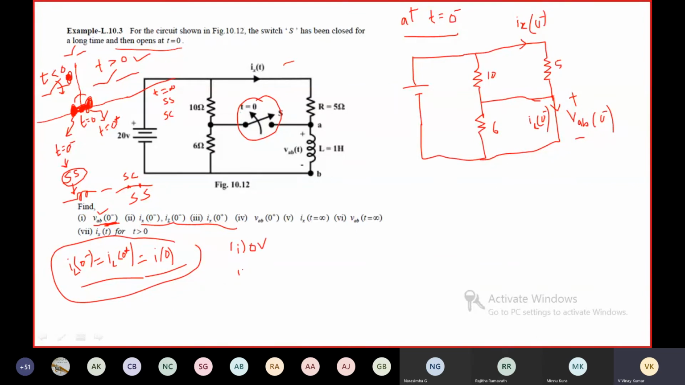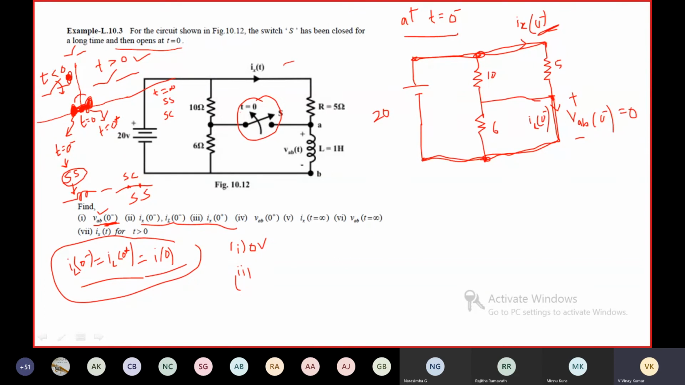Okay, coming to the second one. This is equal to 0 because it is a short circuit. Coming to Ix of 0 minus, I should find this value. See, this is 20 volts. So this potential is equal to this potential, and the same here, the same potential.